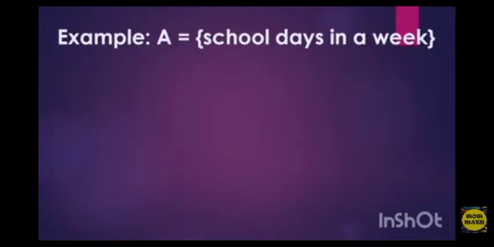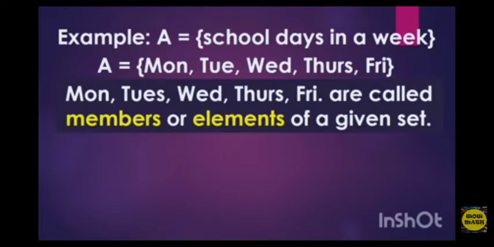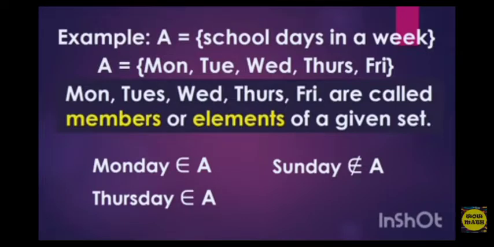So let's take this example. Set A is the school days in a week. So what we should put in this set must be the school days in a week. So we have Monday, Tuesday, Wednesday, Thursday, and Friday. These are called members or elements of a given set. So Monday is an element of set A. Thursday is also an element of set A, while Sunday is not an element of A because it is not included in school days in a week.